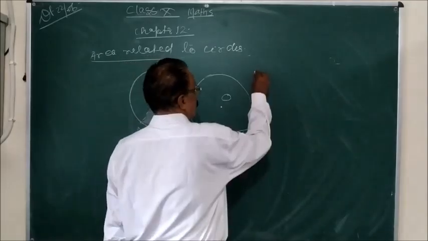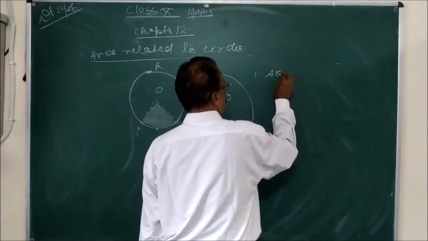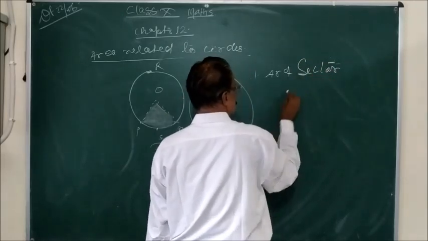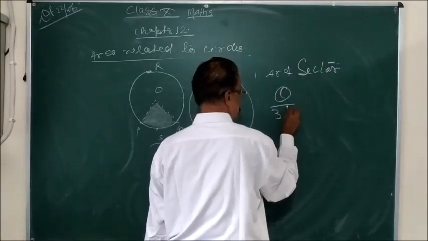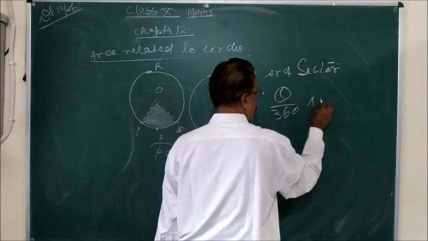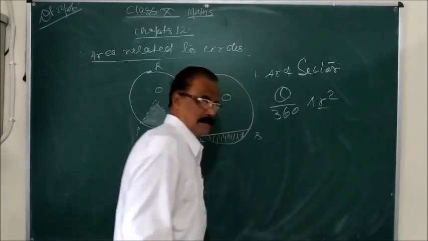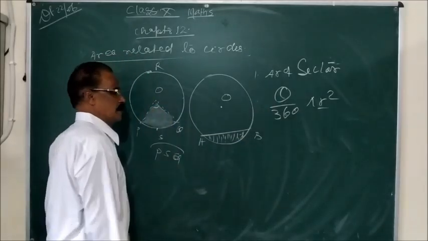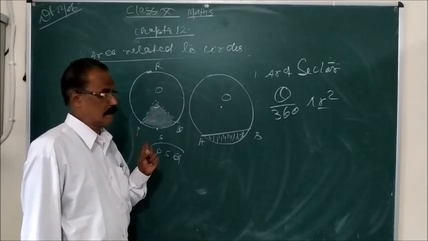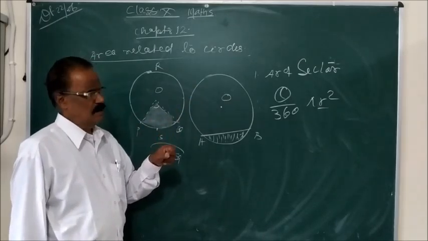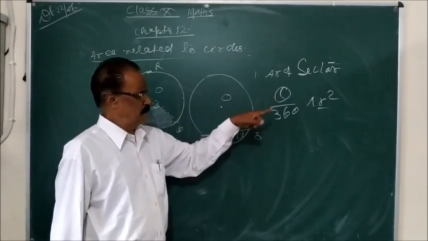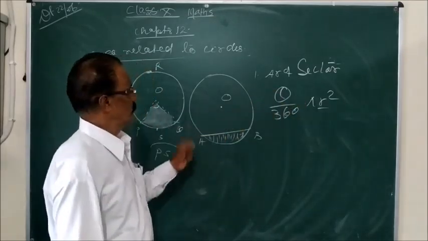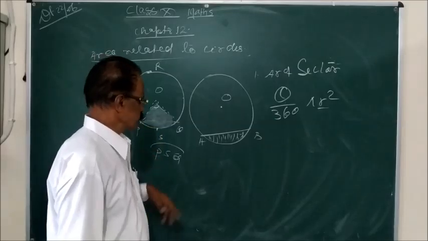Now you see the formula. How will you find the area of sector? Area of sector, your formula you note down, theta by 360 pi r square. R you know very well, radius of the circle, and theta is the angle at the center of the circle. This is area of sector. In the question, the theta, the angle will be given, and radius will be given. You can find the area of the sector.